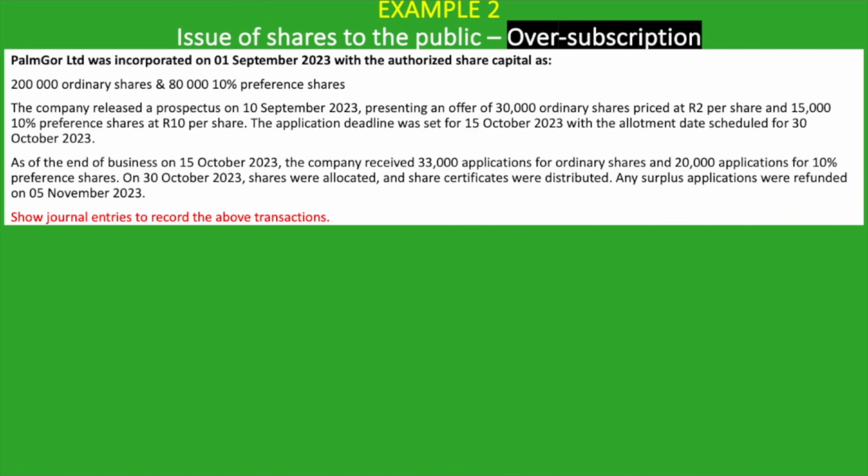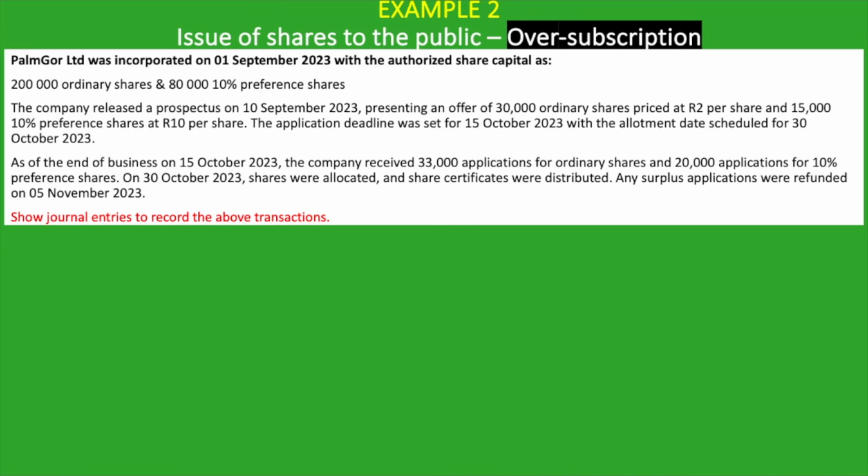The company released the prospectus on the 10th of September 2023, presenting an offer of 30,000 ordinary shares priced at 2 Rand per share and 15,000 10% preference shares at 10 Rand per share. The application deadline was set for 15 October 2023, with the allotment date scheduled for 30 October 2023. As of the end of business on 15 October 2023, the company received 33,000 applications for ordinary shares and 20,000 applications for 10% preference shares. On the 30th of October 2023, shares were allocated and share certificates were distributed. Any surplus applications were refunded on the 5th of November 2023. Show journal entries to record the above transaction.